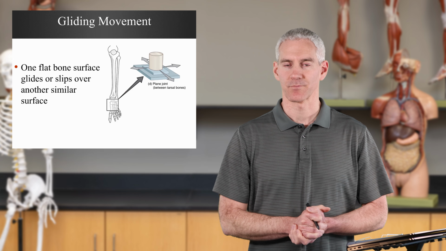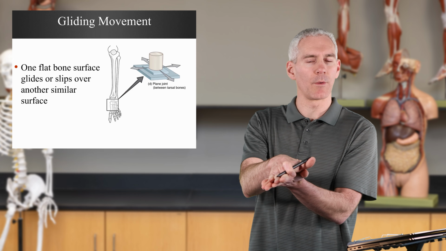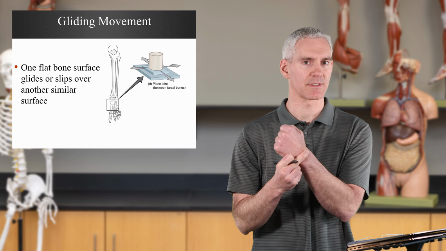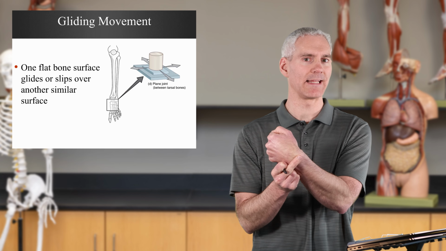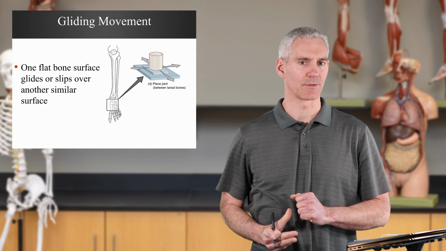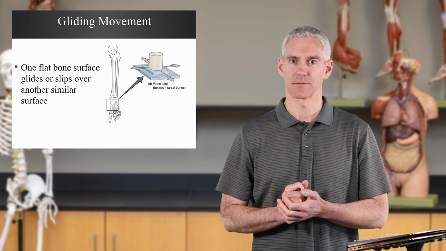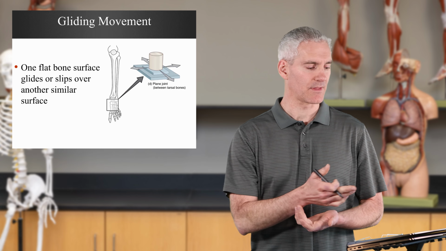Gliding movements. When we talked about sliding joints before, gliding movements, they're simply going past. Your wrist, your carpals, they're all having gliding motions. They're just sliding past each other as you move around. So the idea of two flat bones sliding over. The idea of gliding movements.